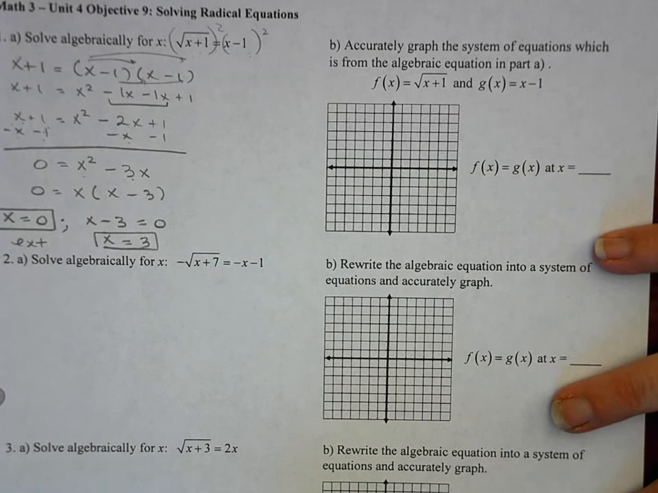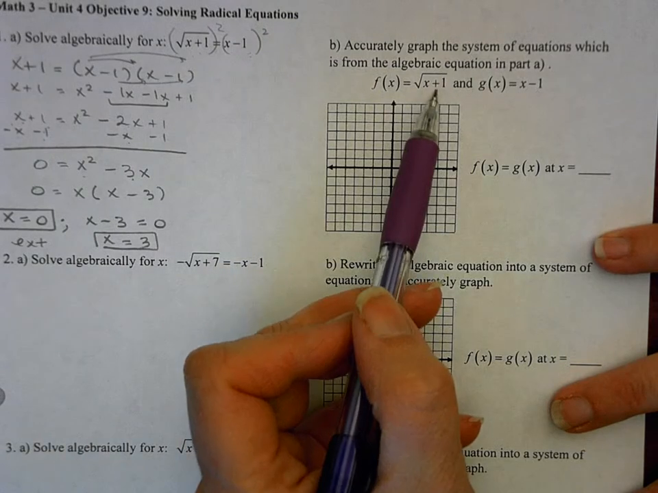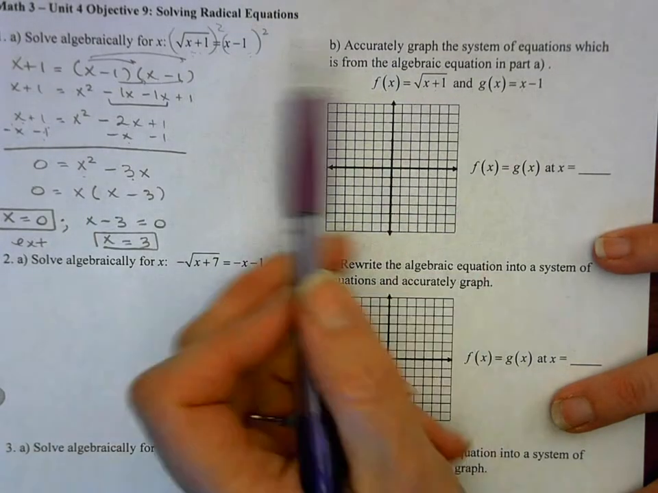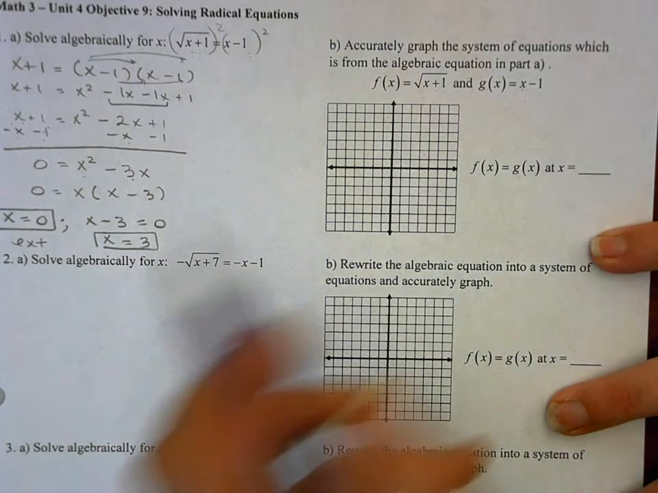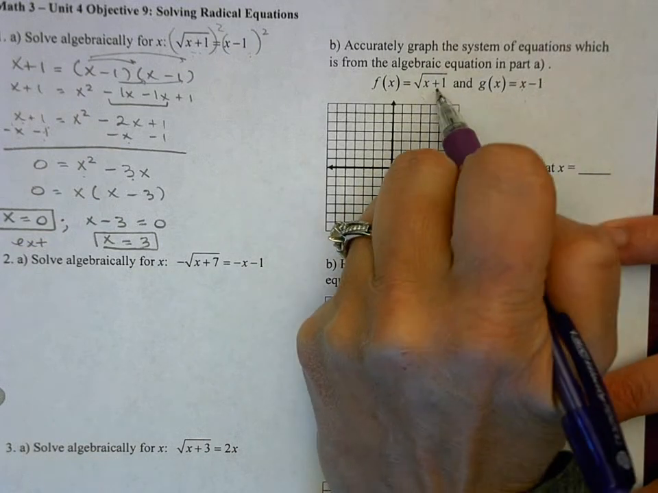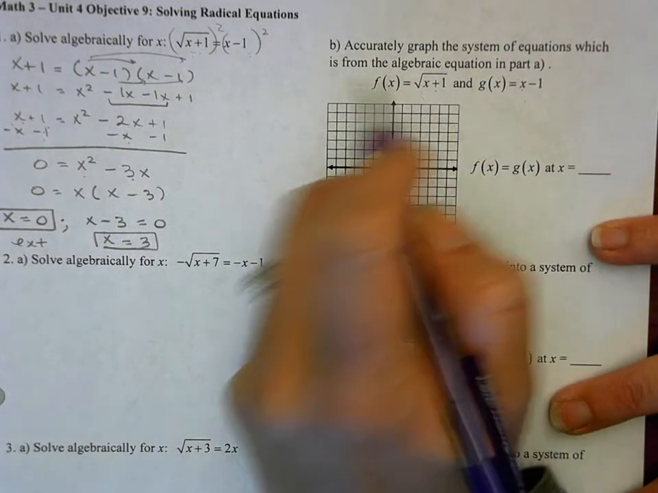So now for graphing, it says now to accurately graph the system of equations, which is from the algebraic equation in part A. This is just the left side of the equation and then the right side of the equation. For here, I know that this is shifted left 1, so left 1.